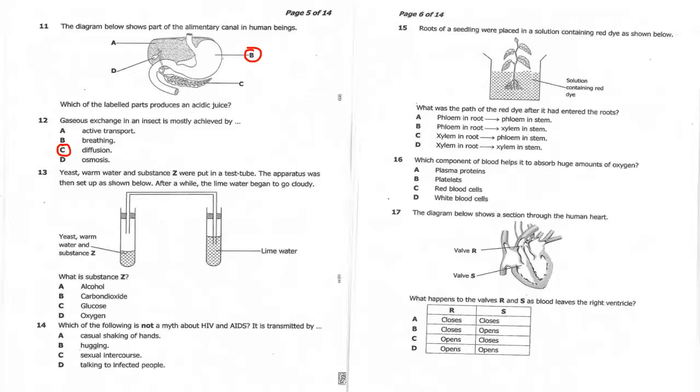Yeast, warm water, and substance Z were put in the test tube. So already here is respiration, and substance Z should be glucose. Okay, the apparatus was set up as shown. After a while, the lime water began to go cloudy. So respiration took place and carbon dioxide was produced. What is substance Z? So substance Z is the glucose.